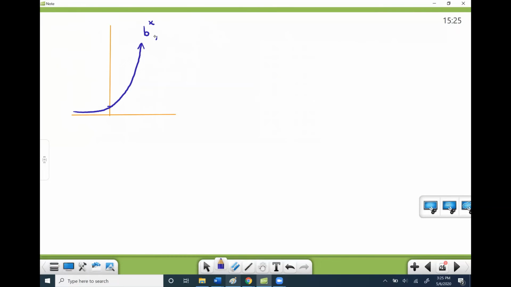And from watching the videos, you guys know that b has to be greater than 1. Why? Because it's exponential growth. And we found out that the only numbers that grow are numbers bigger than 1, right?